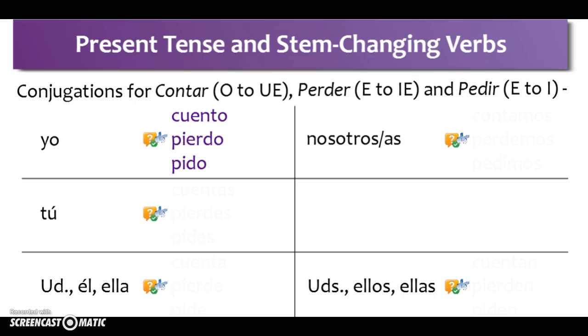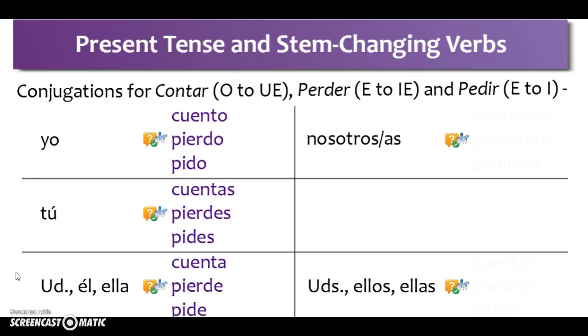The ending, the conjugation at the end, is the same as every yo conjugation that we have done up to this point. You take off the AR, ER, IR, put on an O. Your stem has now changed according to what type of verb this is. Cuento, pierdo, or pido. Looking at tú: cuentas, pierdes, and pides. Usted, él, and ella: cuenta, pierde, and pide. Let's skip to ustedes, ellos, and ellas, and have cuentan, pierden, and piden.